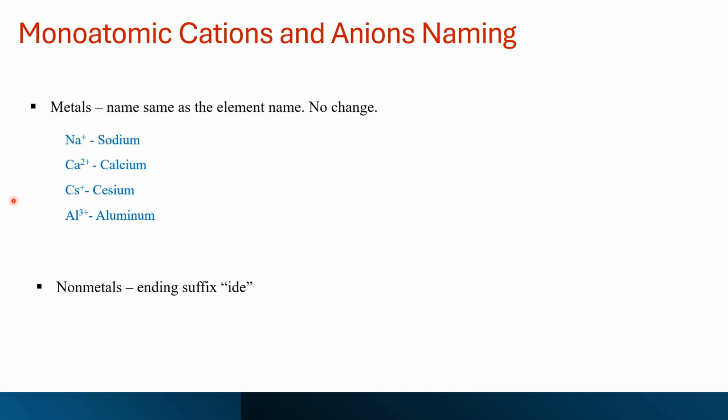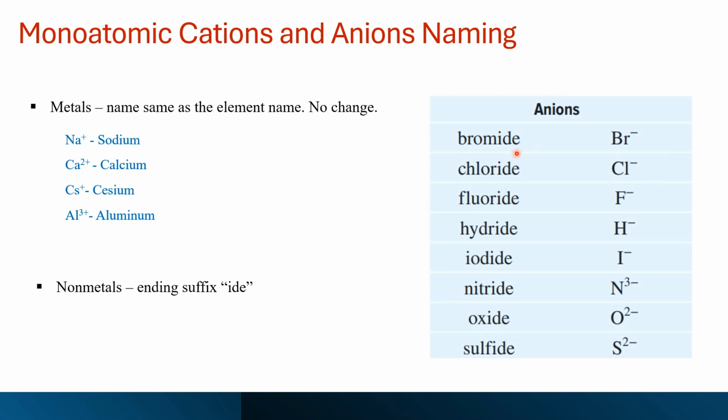For non-metals, we need to replace the ending suffix with IDE, an ide ending. Bromine becomes bromide, chlorine becomes chloride, fluorine, with INE replaced by IDE, becomes fluoride. Also hydride, iodide, nitride, oxide, sulfide.